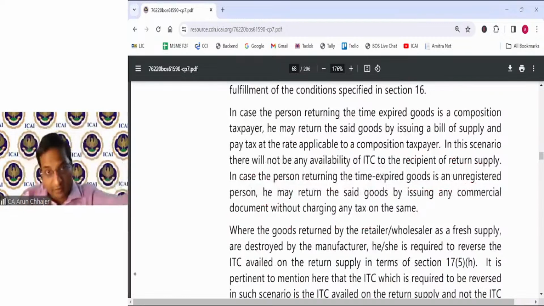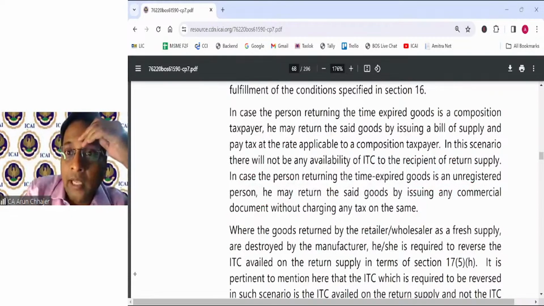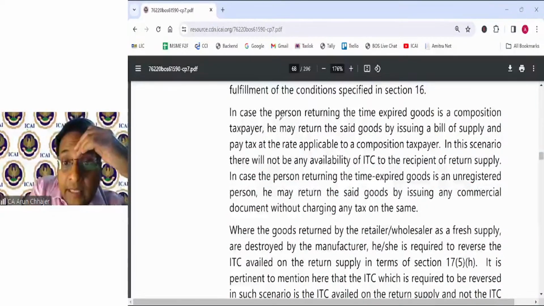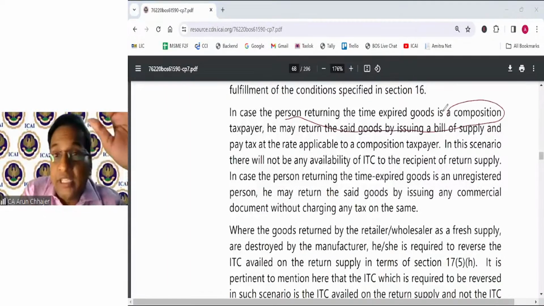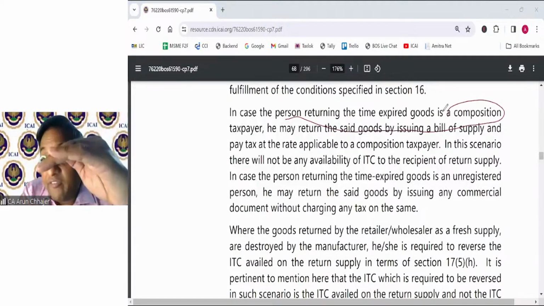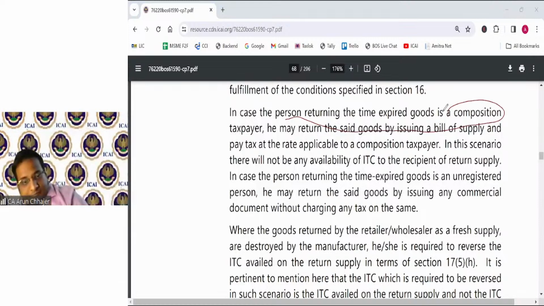Now the second part, it is not completed. Now, if the time expired medicine is returned by a composite dealer, then what would happen?